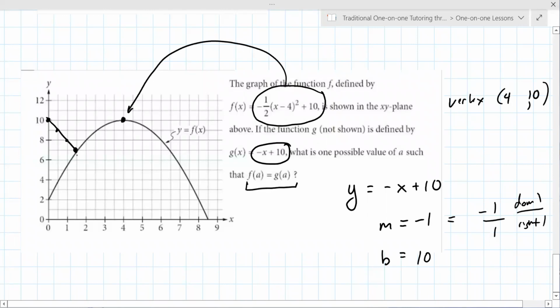And they intersect right there. What is the x value there? 1.5. Yes, 3/2.